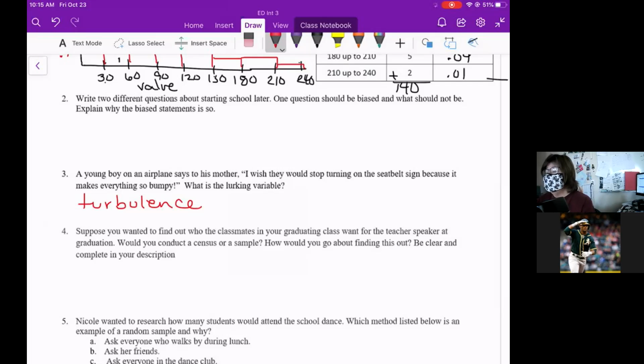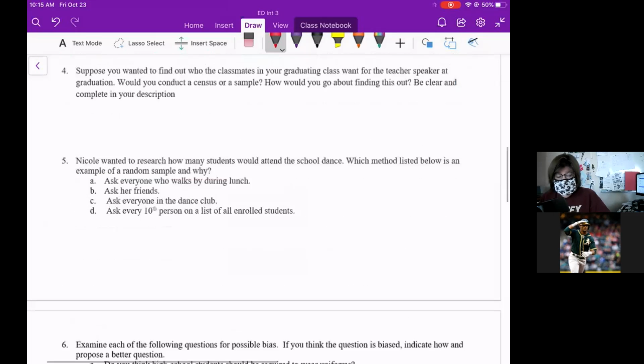Yeah, but a census could be anybody that's in common. So if you're talking about all the seniors, then that's a census too. All right, so there's more than one answer for these. Guys, it's based upon how you answer the rest of it. Basically stating your facts.